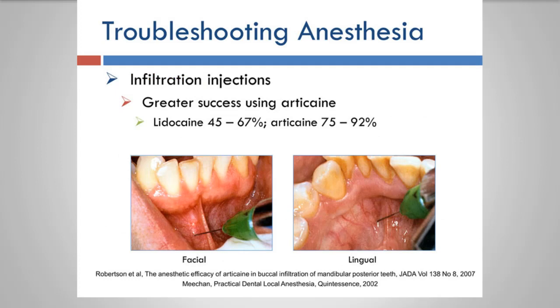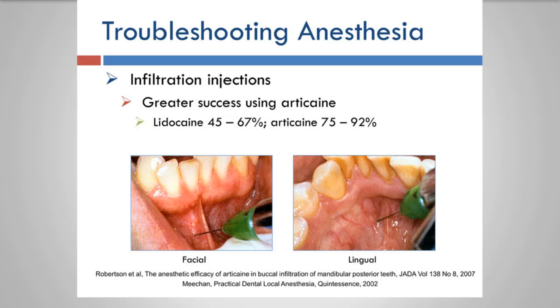So this was Robertson and his group, back in 2007, published in JADA. What they did is they did buccal infiltrations from second molar to first premolar. With lidocaine, 45% of the time they had pulpal anesthesia of the second molar, and up to 67% of the time they had pulpal anesthesia of the first bicuspid. But when they did those same buccal infiltrations with articaine, 75% success with the second molar, up to 92% success with the first bicuspid. So significantly better anesthesia using the articaine, significantly better success.